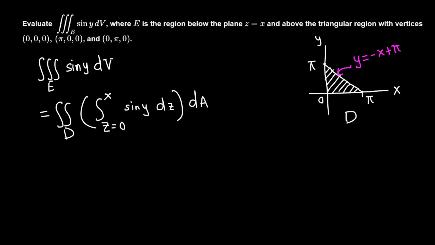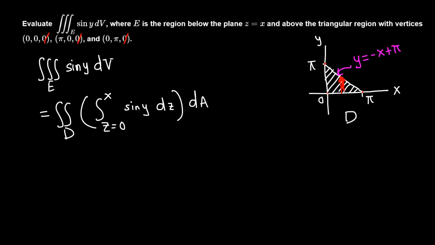Now let's draw D, the region on the xy plane. Looking at these three points, just disregard the third coordinate because we are on the xy plane. So we get (0, 0), (pi, 0) and (0, pi). This is a triangular region, and now we can find the equation of this line, y equals mx plus b. It's going down, so the slope is negative, the fall is pi over pi, so negative 1, x plus b. B is the y-intercept, which is pi. Using y equals mx plus b, because we have the points (pi, 0) and (0, pi), we can find this equation.